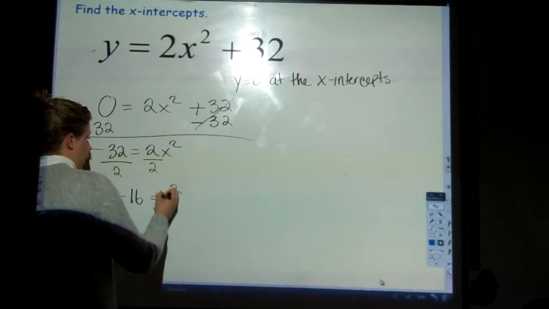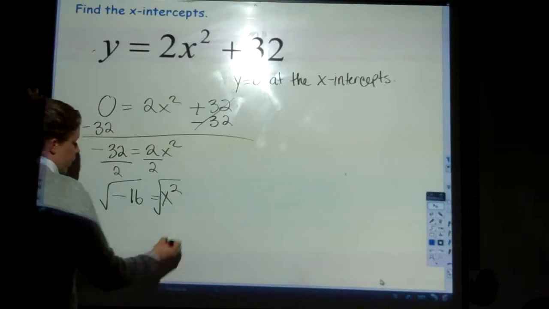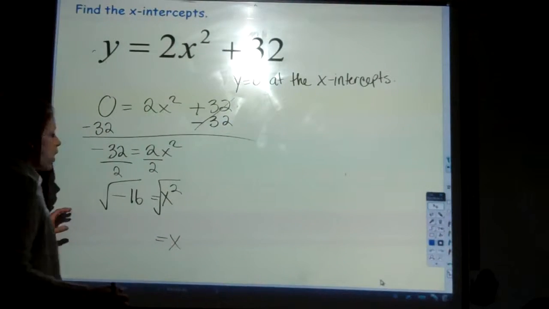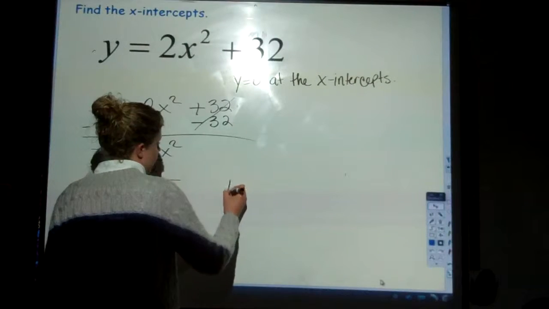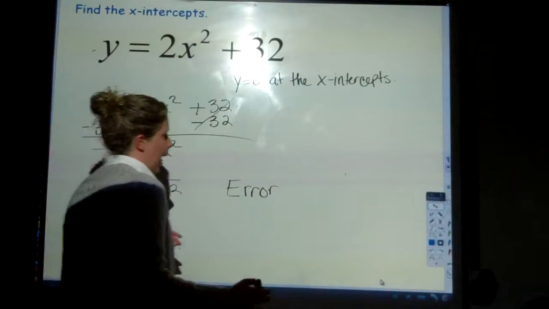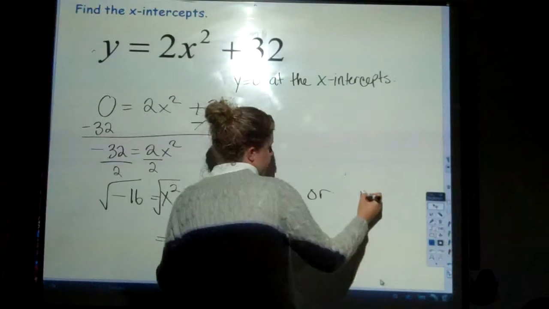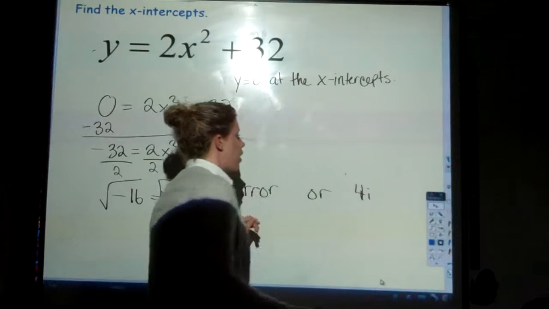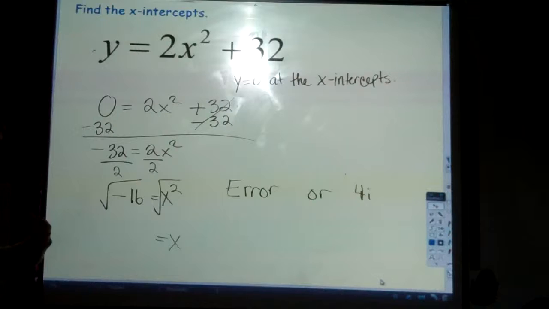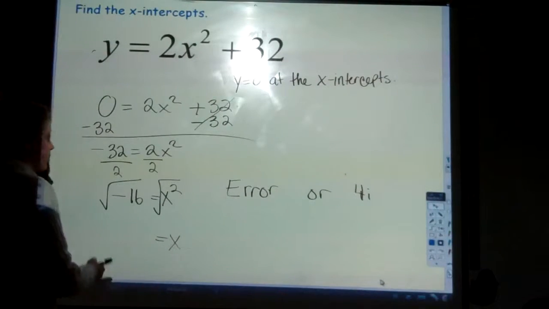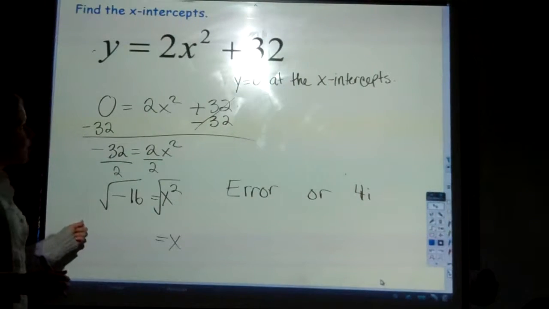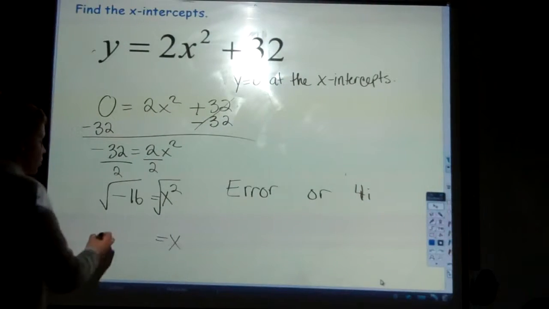And then what's our last step finally? To take the square root, that's right. So we take the square root of both sides. And x equals, now if you were to plug in the square root of negative 16, you're going to get something like this. You're either going to get an error, or your answer will have an i in it. And the trouble is, we don't have numbers with i's in it yet in Algebra 1. And if it's an error, that's a problem. So when we have the error or the i situation, that means that there are no x-intercepts. There's no solution.